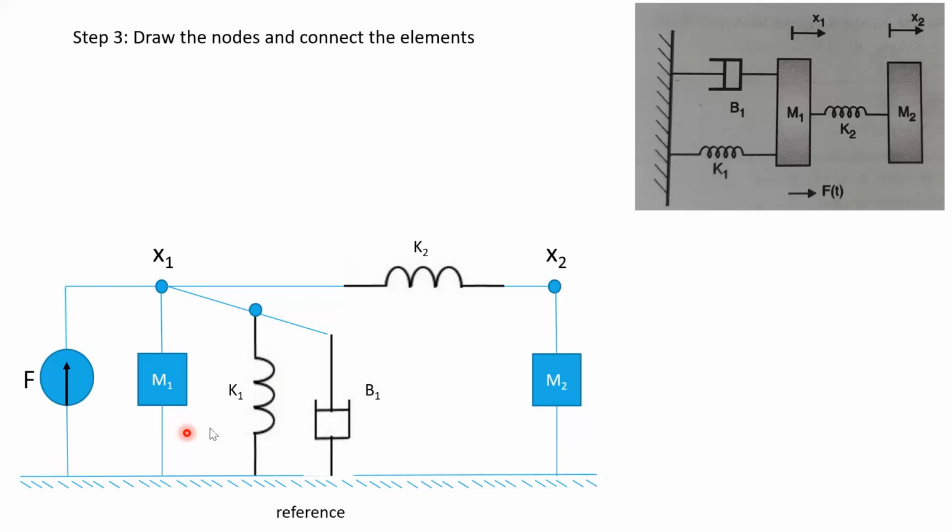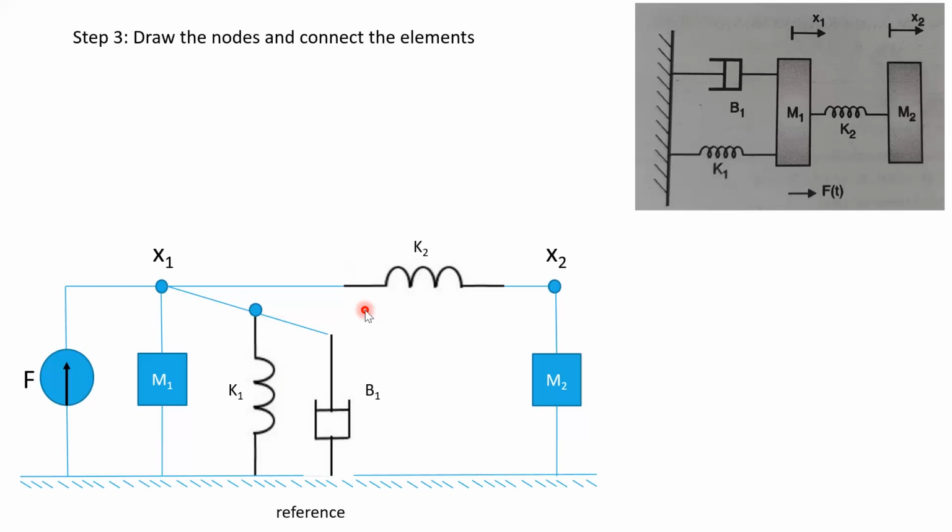You can also put these components k1 and b1 on the left hand side of this m1, but it is to be remembered that it has to be kept like this, so that the grammar of this diagram does not get changed. Whenever I am saying grammar, that means the meaning of the diagram should not get changed. So this is the diagram that represents the physical system as a mechanical network, and with the help of this network we'll write the equations.